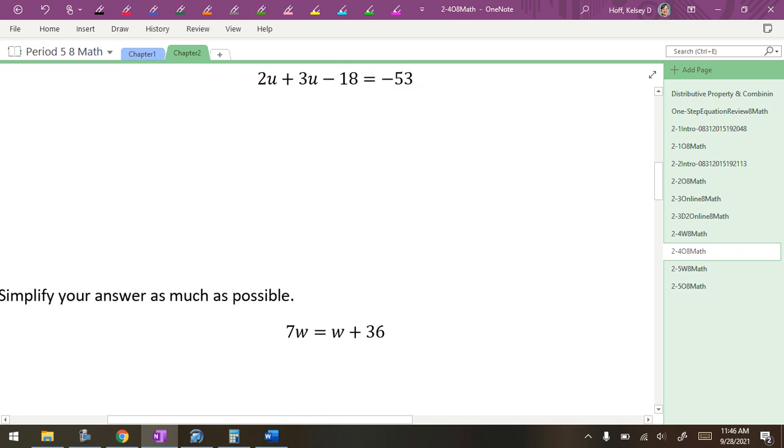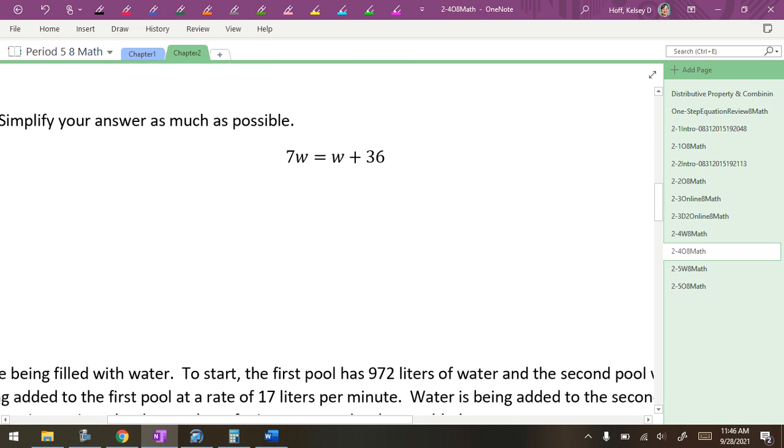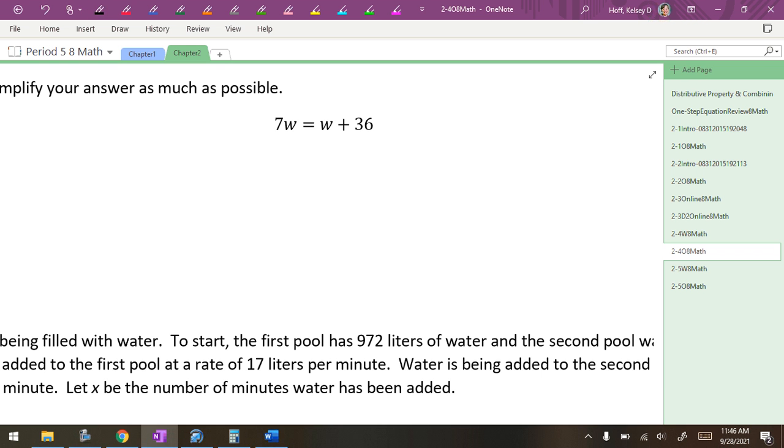Skip the next one. We're going to come back to it. But go to the one with the W. For example, this problem, yes? 7W is alone. So I don't want to move 7W. So what am I going to move? 1W. To move it, I subtract 1W.